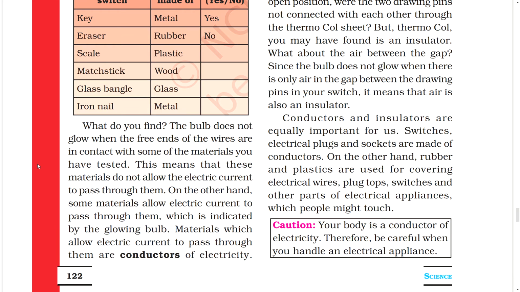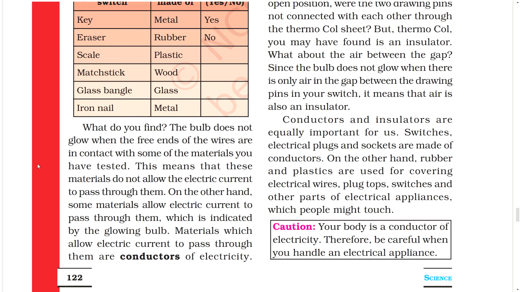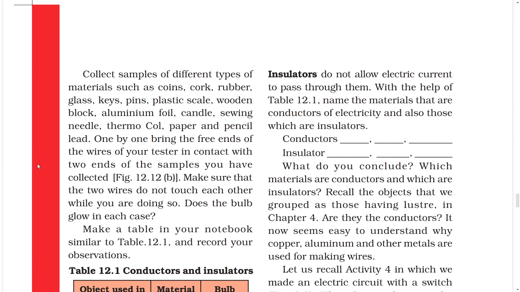What do you find? The bulb does not glow when the free ends of the wires are in contact with some of the materials you have tested. This means that these materials do not allow electric current to pass through them, which is indicated by the glowing bulb. Materials which allow electric current to pass through them are conductors of electricity. Insulators do not allow electric current to pass through them.